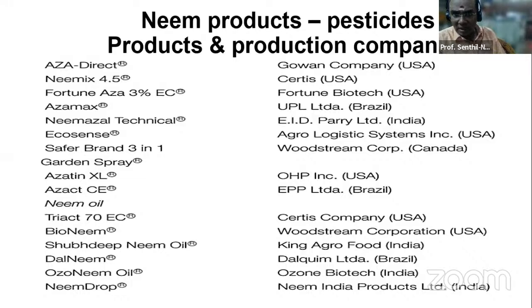Especially companies like Fortune Biotech, EID Parry India Limited, Agrologistics, and Wooden Stream, and EPP Limited of Brazil, and Ozone Biotech from India, products especially originated from India. So these are the companies which have different products, including Azadirect, Neemix, Azamax, EcoSense, neem oil, bio-neem, and others. So these are the specific commercial nomenclature of these products, especially developed from the neem.